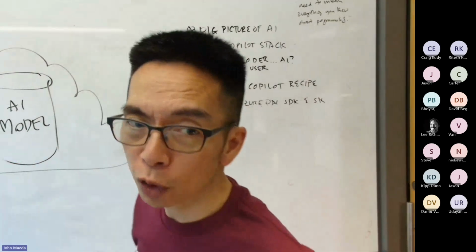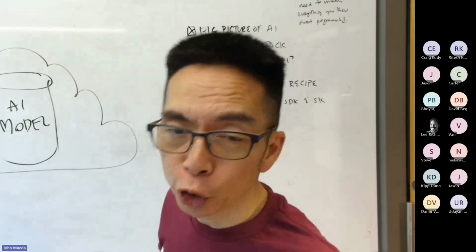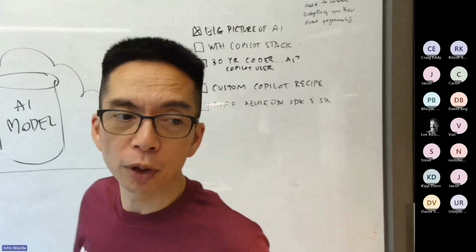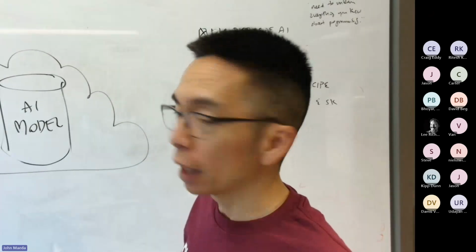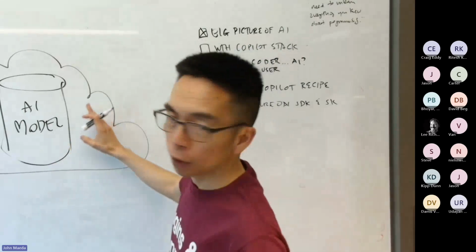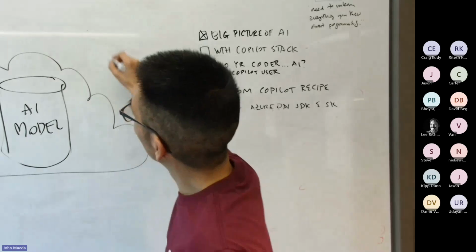I want to note that you can also run models locally. If you have a beefy GPU on your computer, you can run models locally too. But just for convenience's sake, I attached to an OpenAI model in the cloud. I use my key. Okay.